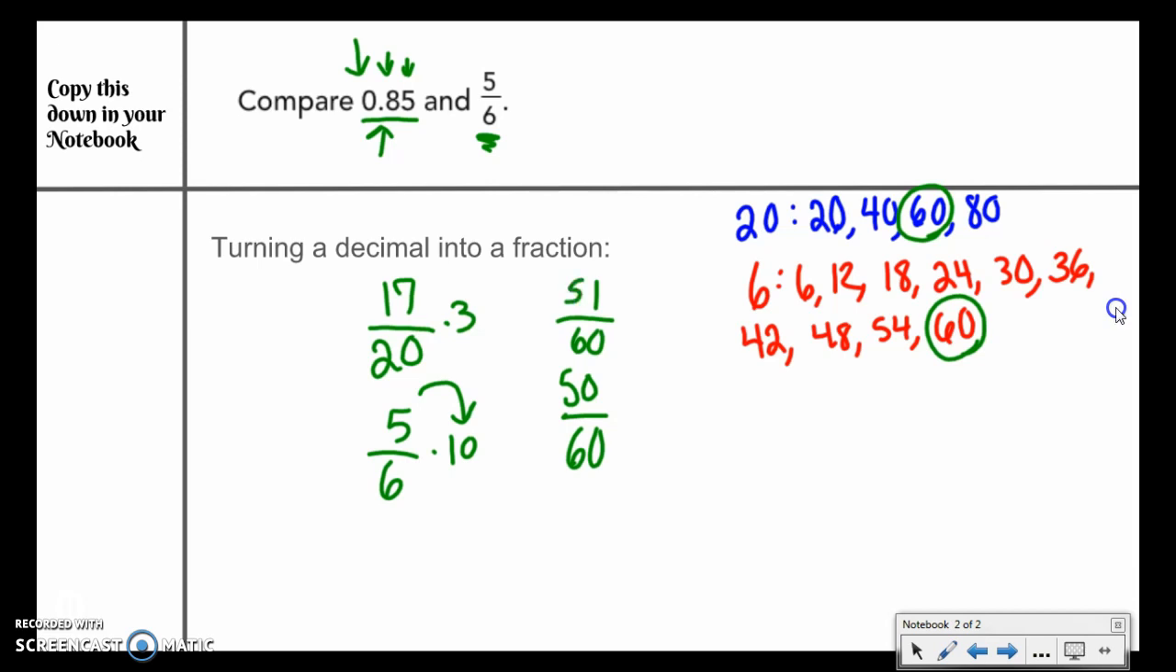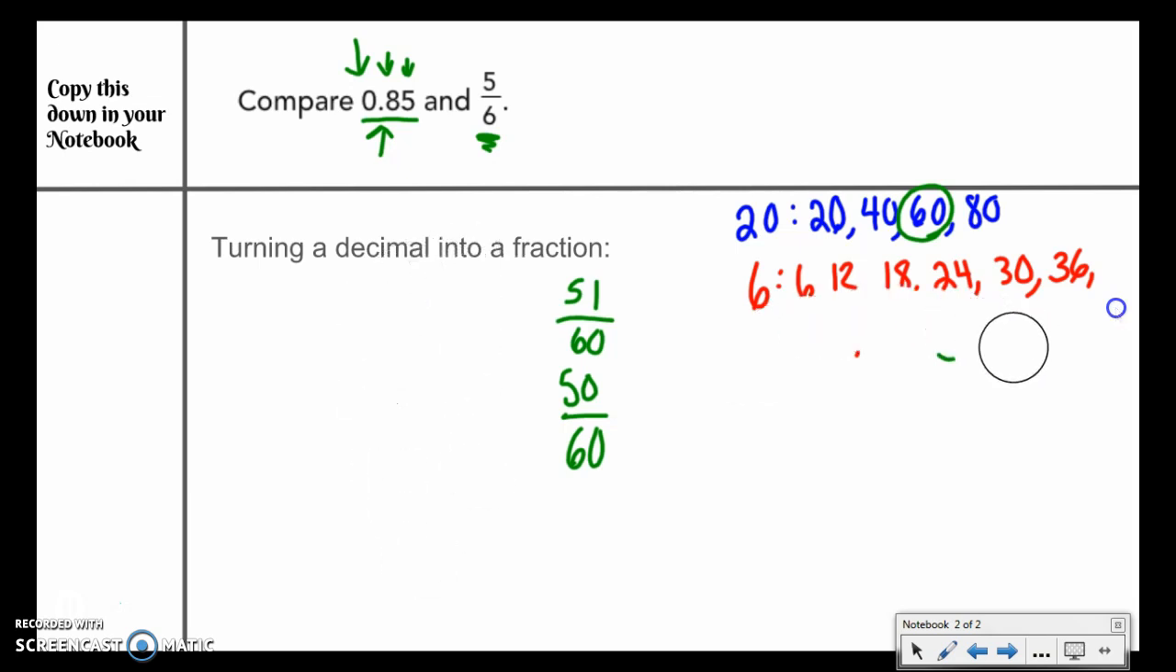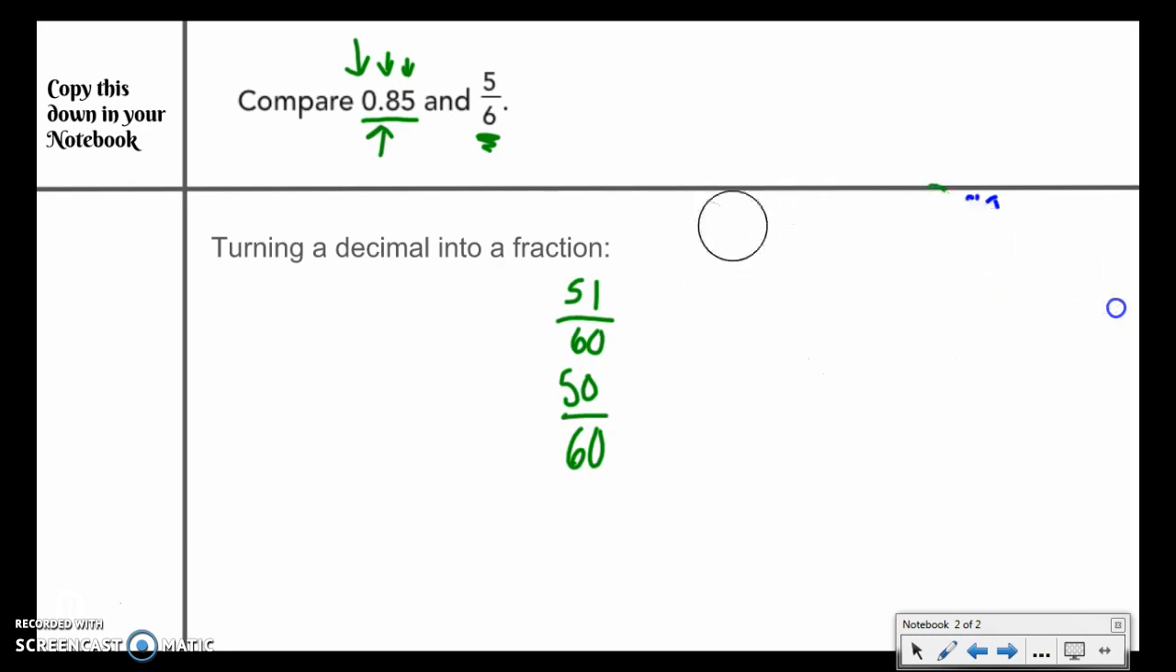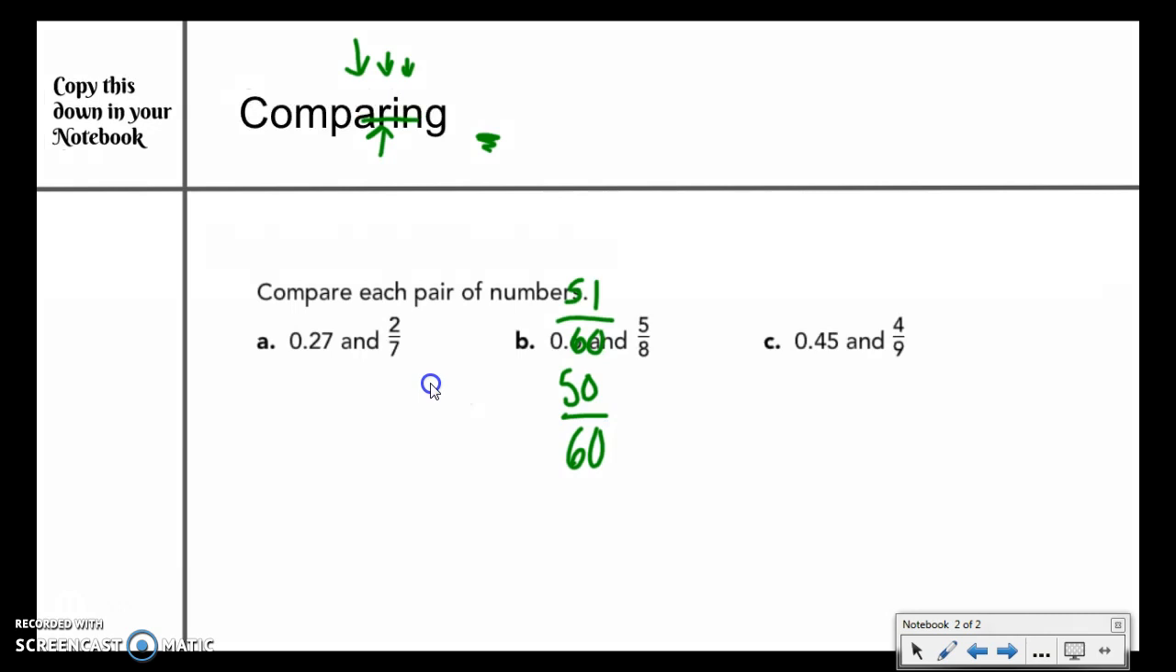Okay? This is much easier to compare. So 17 out of 20 is the same as 51 out of 60, and 5/6 is the same as 50/60. Now, which number is larger, 51/60 or 50/60? I hope you look at 51/60 and see, okay, I have 51 out of 60, so I know that 51/60 is the larger amount. This is how you turn it into a fraction.